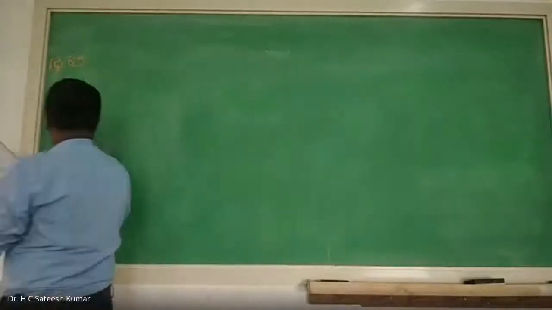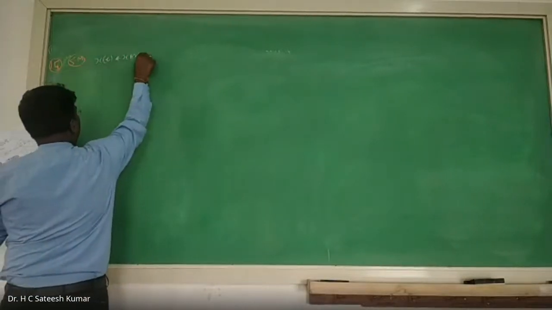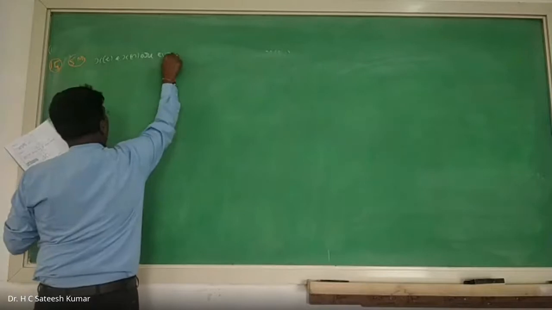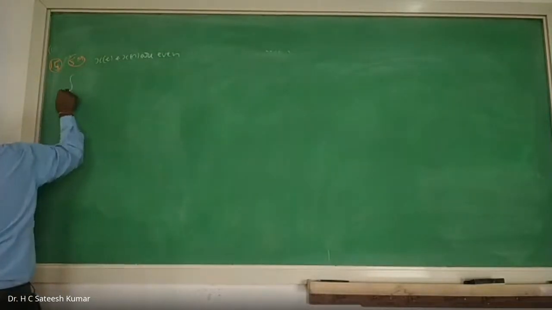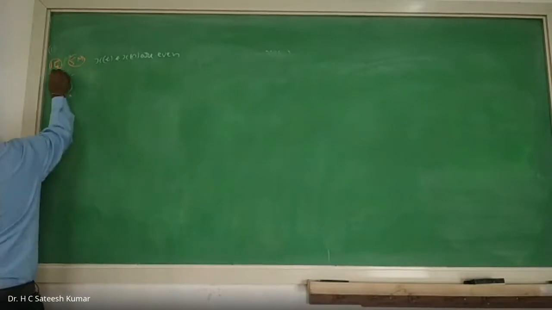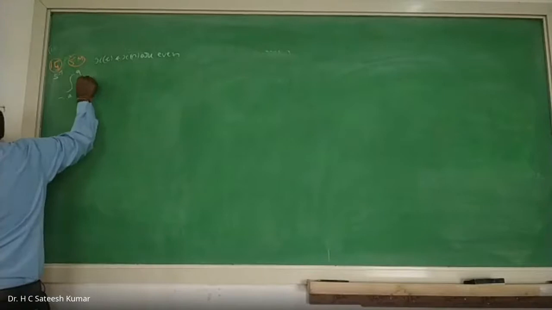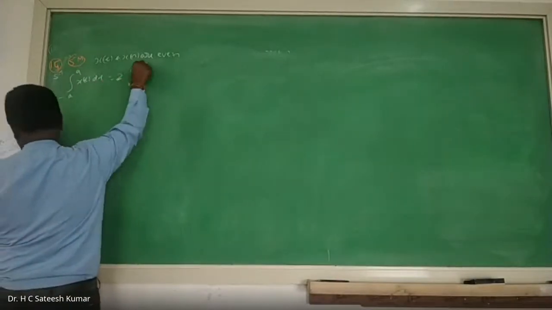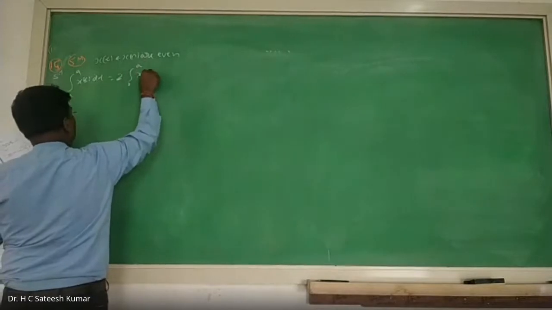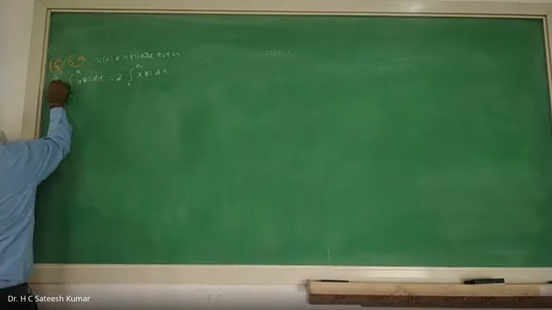Now, if x of t and x of n are even, fine. Even recent papers have this kind of question. Show that the integral from minus a to plus a of x of t dt is equal to 2 times the integral from 0 to a of x of t dt. This is the first one.